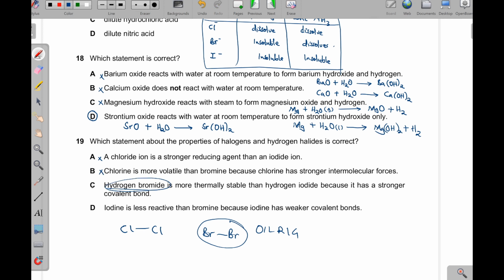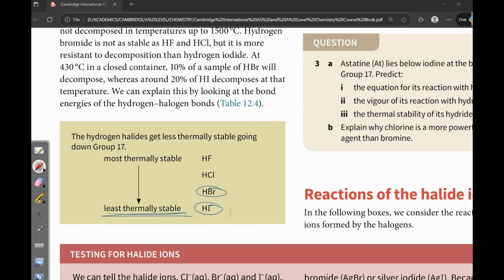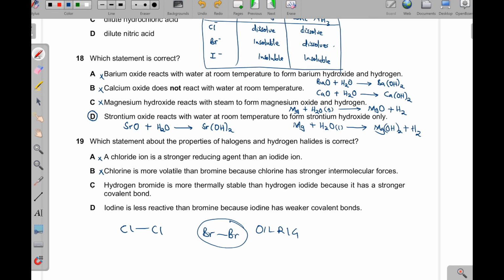Then hydrogen bromide is more thermally stable than hydrogen iodide because it has stronger covalent bond. This one is correct. Okay, remember I showed you here. Thermal stability decreases down the group. Okay, so this one is the least stable, so it breaks down much more easily compared to hydrogen bromide. You see that? So that means our answer is C.